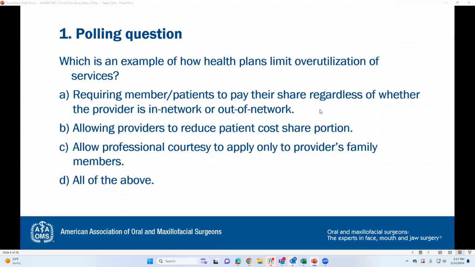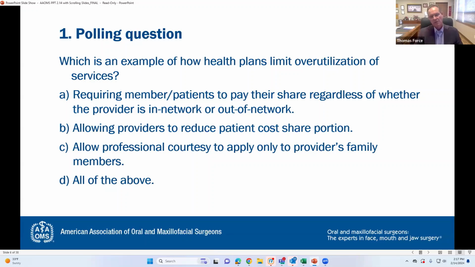And we have 90% of our respondents choosing A for the answer. Correct. So health plans will tell you that they want to make sure providers bill for their cost share responsibility, whether you're in or out of network. Why is that? For overutilization of services. If a patient knows that they can go to a provider and not have to pay the $25 deductible or 50% coinsurance, they may utilize those services significantly more than if they had to pay $50 every time they went.